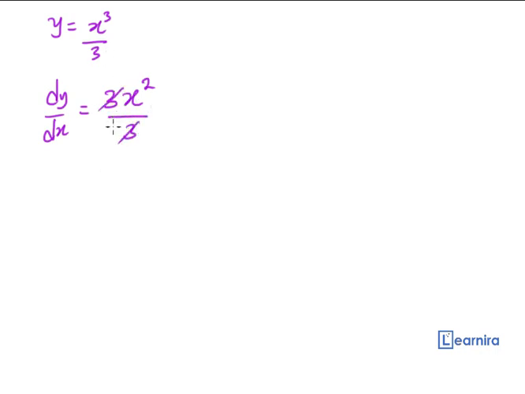3 cancels 3, and this gives us dy over dx is equal to x raised to the power 2. It means the derivative of x raised to the power 3 all over 3, the derivative of this function here, is equal to x squared. But sometimes you might want to find the function that has this particular derivative. Let's say we were just given the derivative dy over dx equal to x squared, and you are asked to find the function that has this particular derivative.